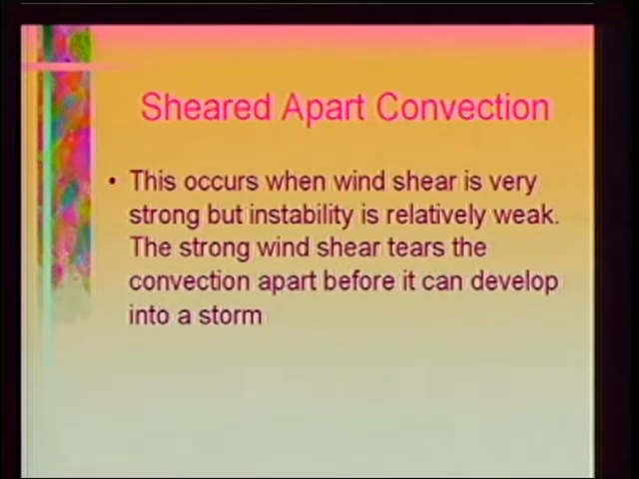We'll start with sheared apart convection. This occurs when wind shear is very strong, but instability is relatively weak. The strong wind shear tears the convection apart before it can develop into a thunderstorm. So if you have weak CAPE, let's say the CAPE is only 200 joules per kilogram, but you have very strong speed shear with height, then that developing updraft will be tilted so much that it'll tear apart. If it tilts too much, it'll tear apart.